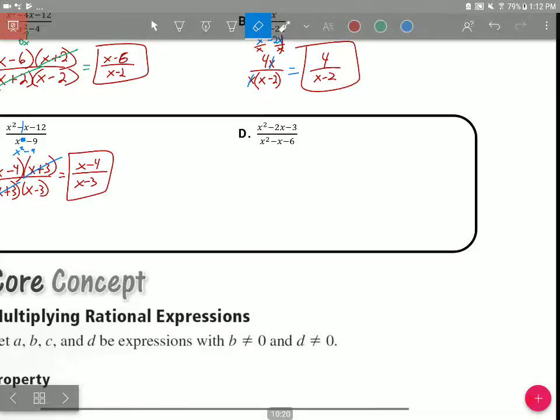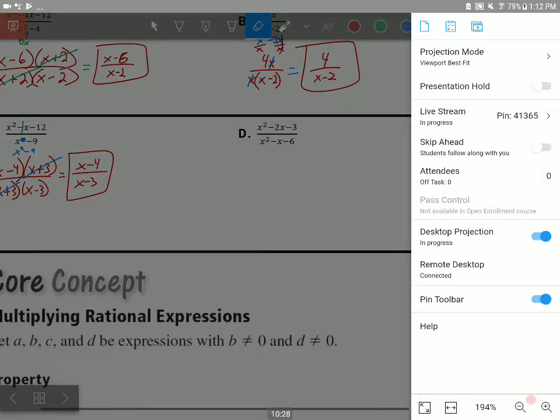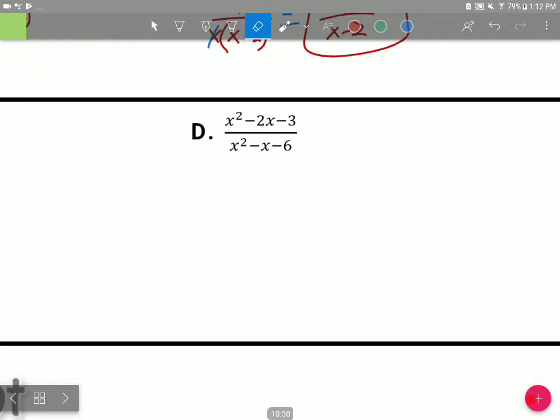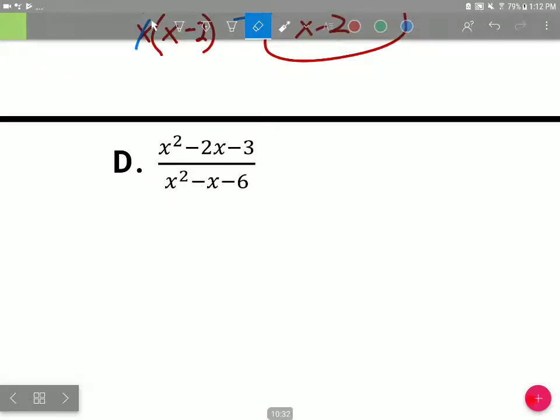All right, take 30 seconds to do letter D. Just factor the whole thing. Cancel out anything you can. There are no typos. I don't think there are any typos.